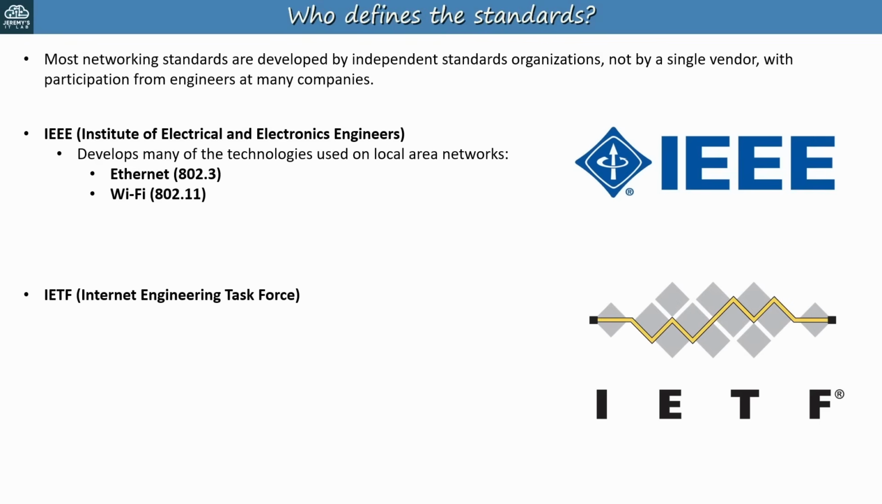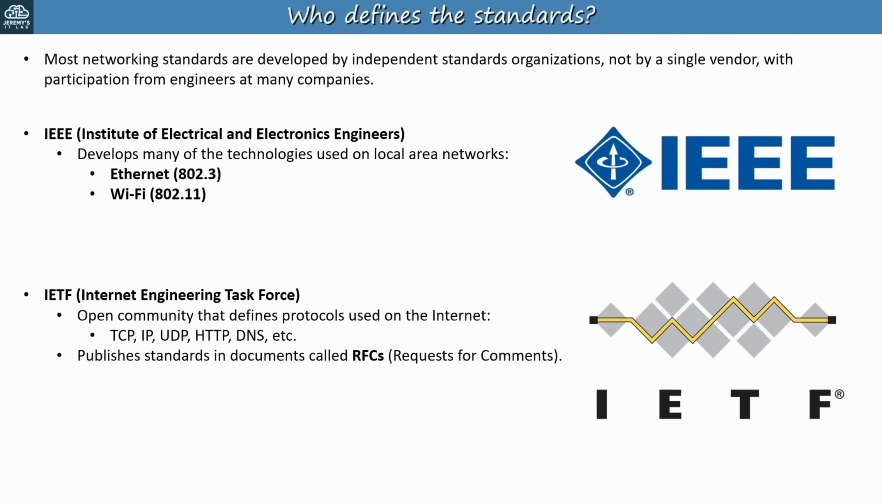The second standards group is the IETF, the Internet Engineering Task Force. The IETF is an open community that defines many of the protocols used on the Internet. A few examples are TCP, IP, UDP, HTTP, and DNS. If you don't know these protocols yet, don't worry, they're all in this course. The IETF publishes its standards in documents called RFCs, requests for comments, all of which are freely available on the Internet.